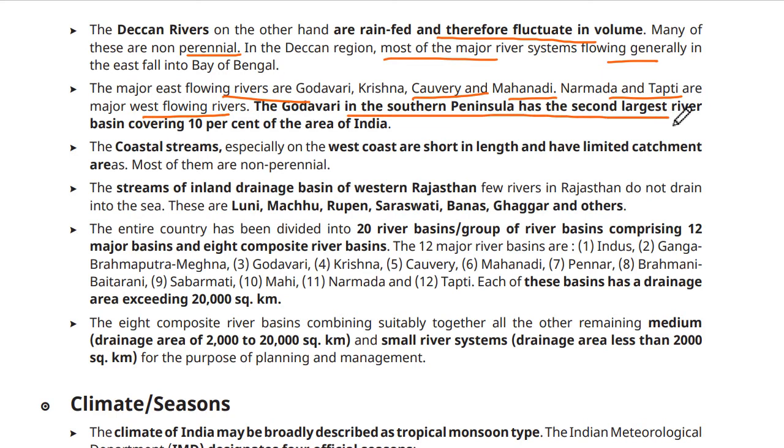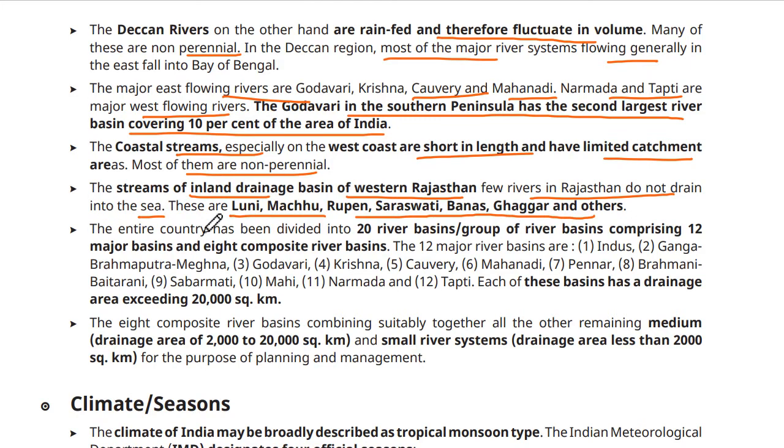Godavari in the south peninsula has second largest river basin, covering 10% of the area of India. Coastal streams, especially on the west coast, are short in length and have limited catchment areas. Most of them are non-perennial. The streams of inland drainage basin of western Rajasthan: few rivers in Rajasthan do not drain into the sea. These are Luni, Machhu, Rupen, Saraswati, Banas, Ghaggar and others.